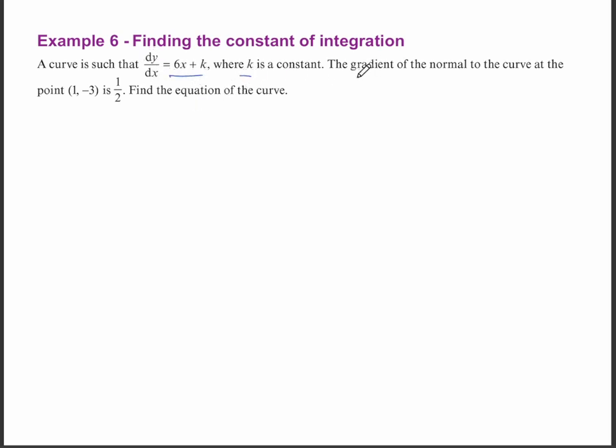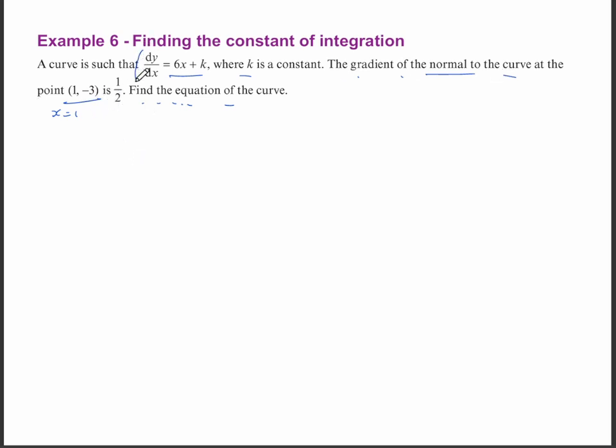Final example, a curve is such that the derivative is 6x plus k, where k is a constant. The gradient of the normal to that curve at this point right here, when x is equal to 1, is a half. Find the equation of the curve. So there's a few things going on here. Firstly, the gradient of the normal is 1 over 2.